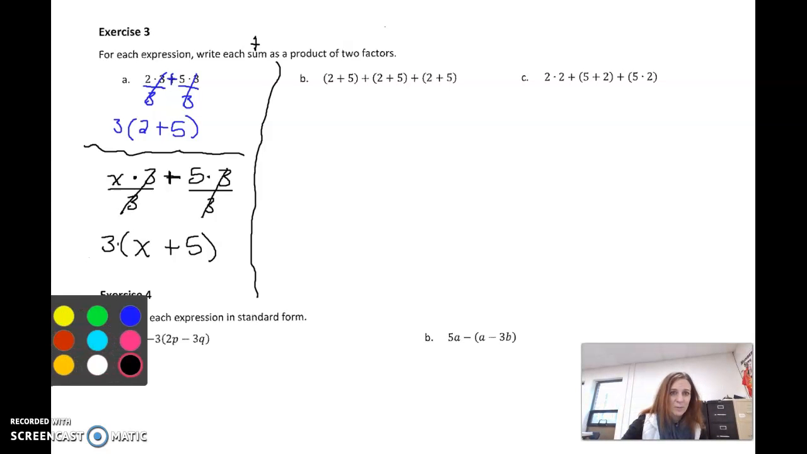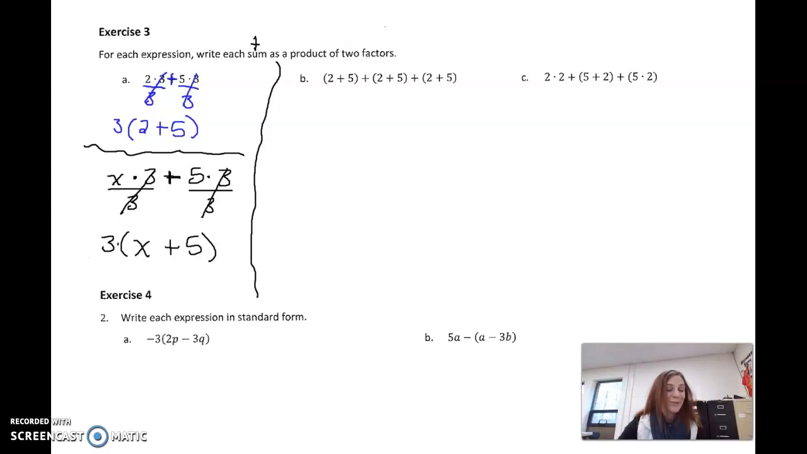Let's look at the next one, because this one can seem pretty confusing, right? Again, there's lots of plus signs, but let's check out the ones between the parentheses. We have 1, 2, 3 terms here, and they're all the same. So remember, multiplication is repeated addition. So if I'm adding the same thing 3 times, I can think of it as multiplying those things 3 times. 3 times 2 plus 5. Okay?